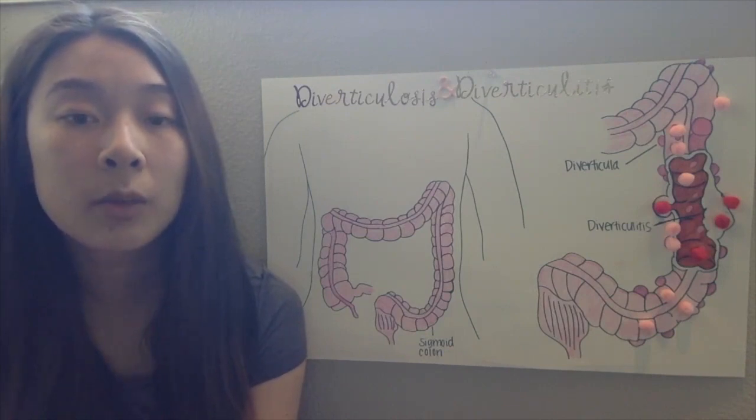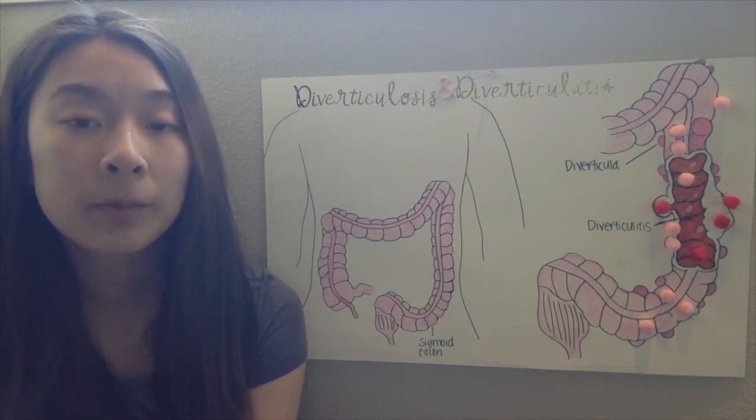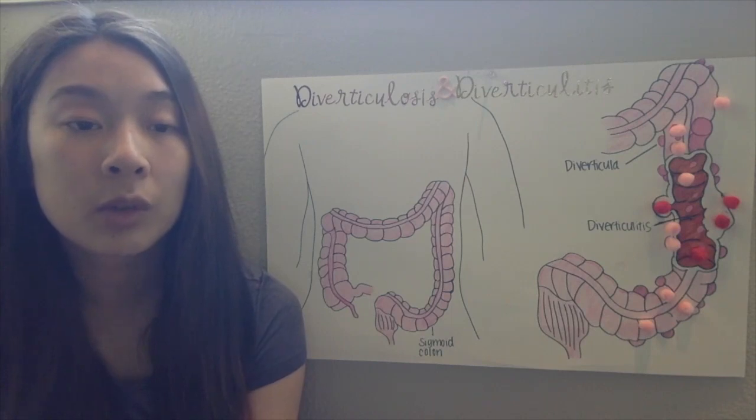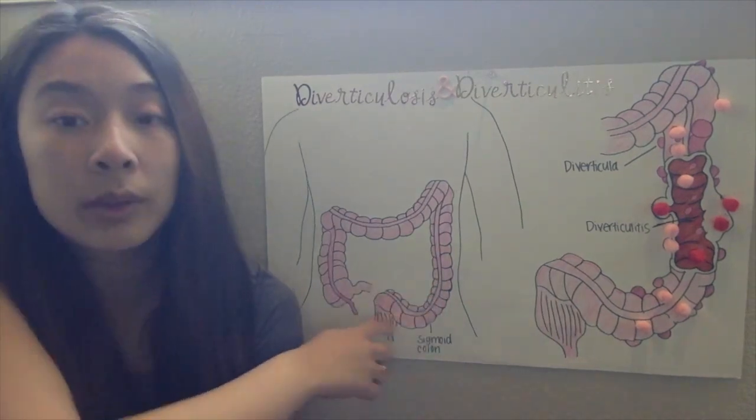These pockets are formed by increased pressure in the colon and form where areas are weakened. The diverticula can form anywhere in the inner colon lining, but they are usually found in the lower left portion of the colon, known as the sigmoid colon.